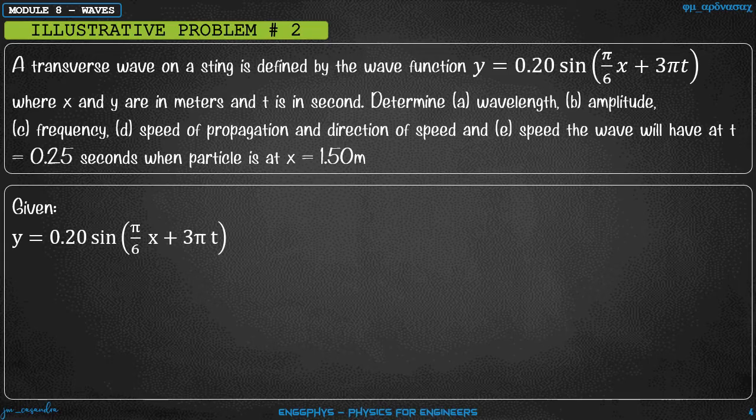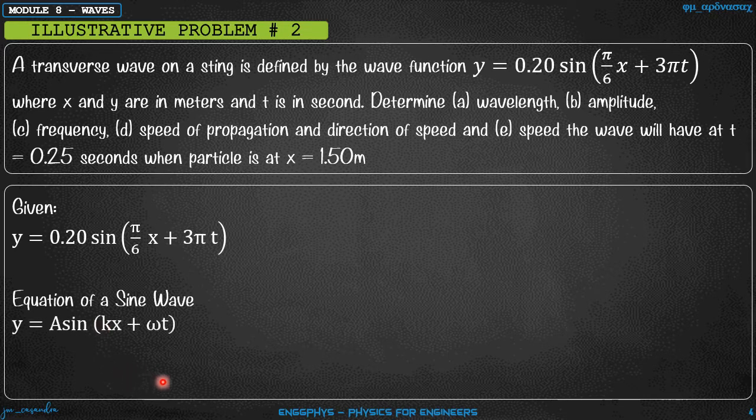So basically, our solution will be revolving around this equation. For our solution, we now see that the given equation is an equation of a sine wave, which is y equals A sine of kx plus omega t. From the given equation and the general equation of a sinusoidal wave, we'll now be able to determine our wavelength.